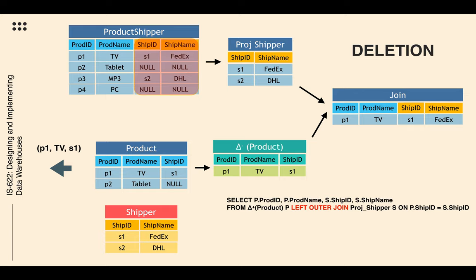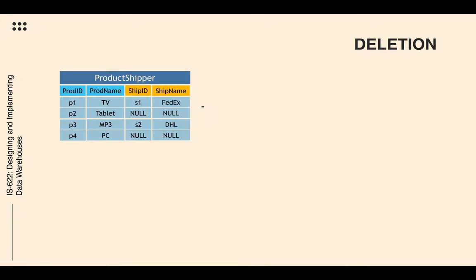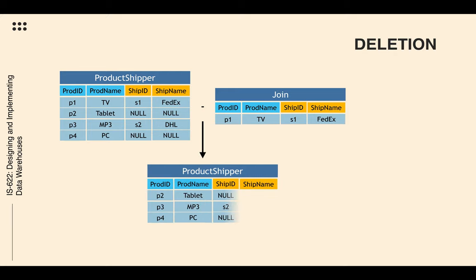I'm not going back to the shipper table, right? And this is the same thing, I'm avoiding accessing the base tables. And then once I have that information, the join table, I remove that record from my shipper table, that's why I'm doing a minus. I'm not merging them, I am doing an intersection. So I'm trying to remove that information from the product shipper table. And you can see that if I remove that first record, I get the remaining ones.